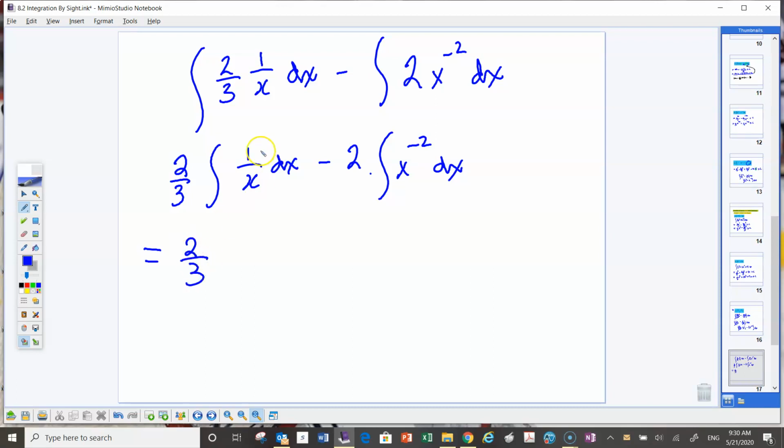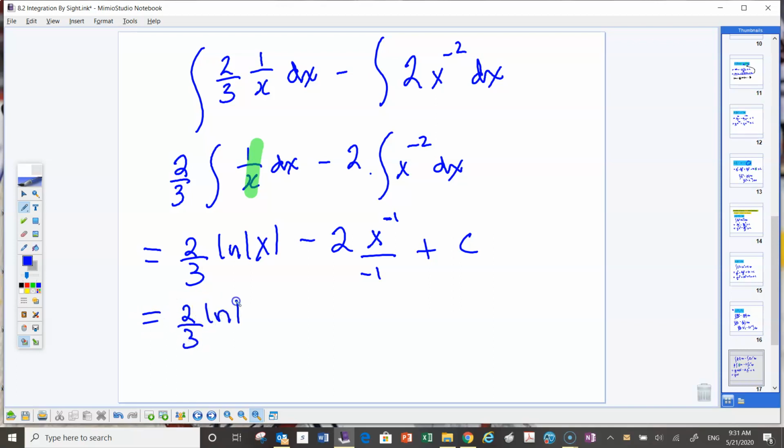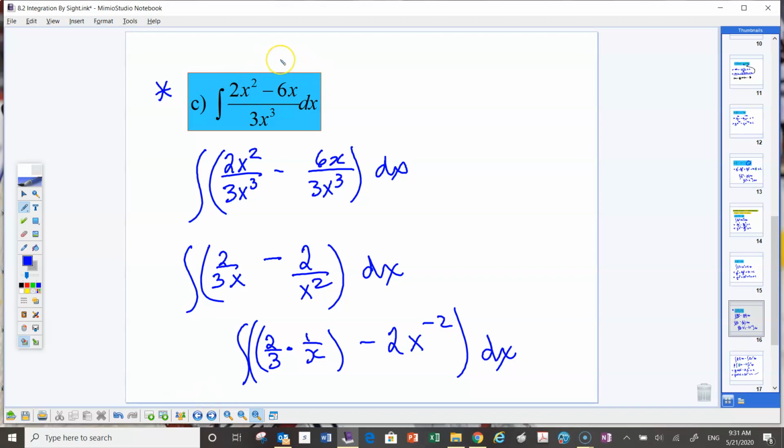So 2/3, hoping you realize that the integral of 1 over x is that special case. It's ln absolute x minus 2 times, I add 1 to the exponent, divide by the new exponent, add a constant. So my first term cannot change. The two negatives become a positive. Now you can move that x to the minus 1 down to the bottom if you'd like, but that would be the final simplified answer. So the key to these, when you have multiple terms in the numerator over one denominator, is you have to split it up first.